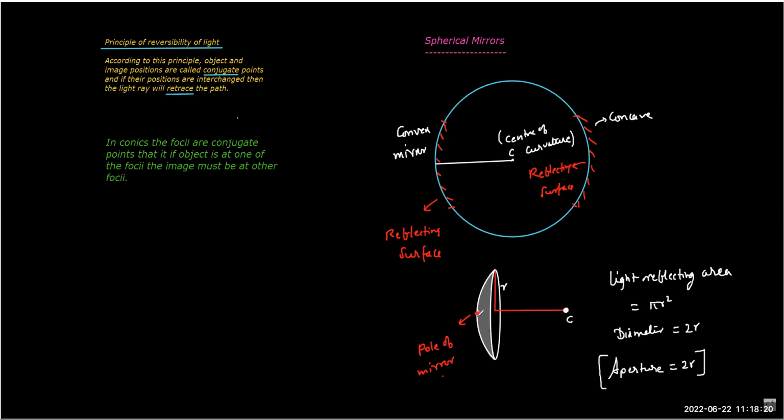So now pole of the mirror and the center of curvature are called the geometrical property of mirror. Of course, you do not decide by any mathematical thing. It's just geometrically decided. So the center of curvature and pole of mirror are both geometrical properties, and the distance between the pole and the center of curvature is called radius of curvature.